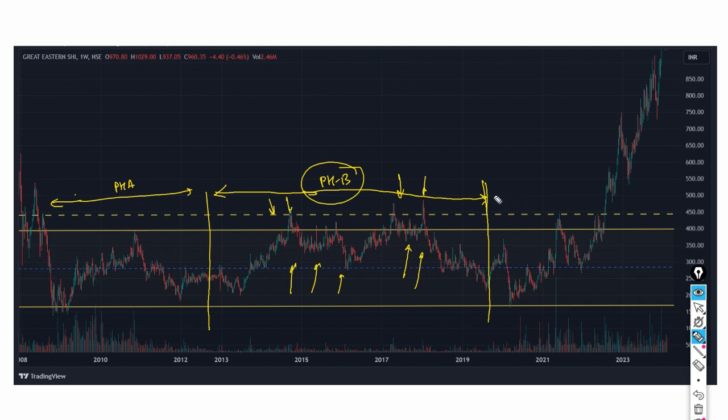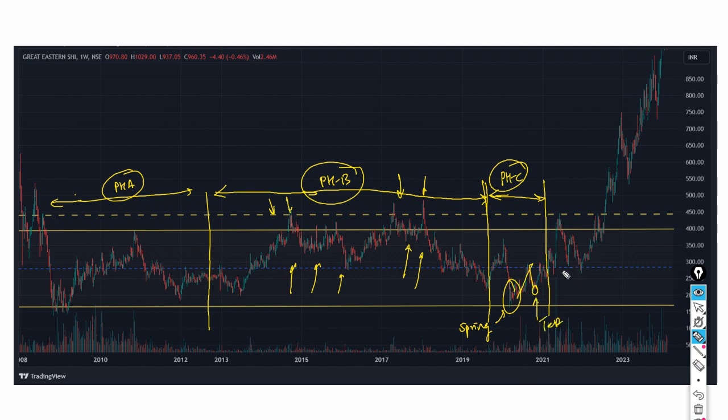So what is phase C? Phase C is nothing but a testing phase. Here I will label it as phase C. This is phase A, phase B, phase C. Phase C consists of a spring action, and a test that follows. So here we see a test.